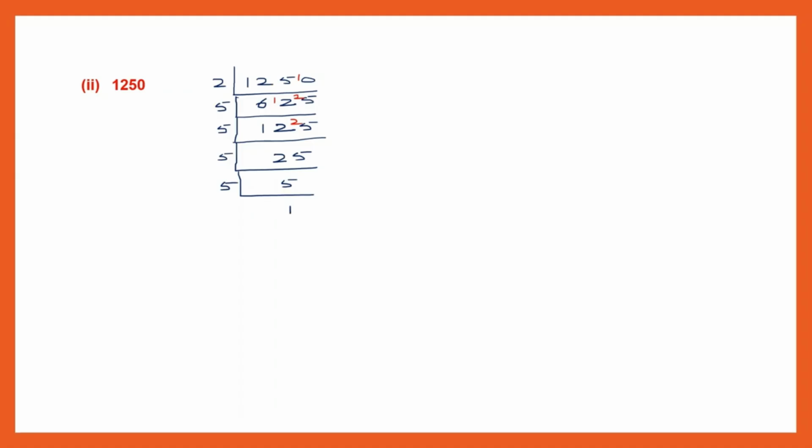So the exponential form here, when you write it, first we write 2 into 5 into 5 into 5 into 5. 2, there's only 1, so we write 2 as it is, into 5. How many 5s do we have? 1, 2, 3, 4. So that will be 5 raised to the power of 4. So the exponential form of 1250 is 2 into 5 raised to the power of 4.